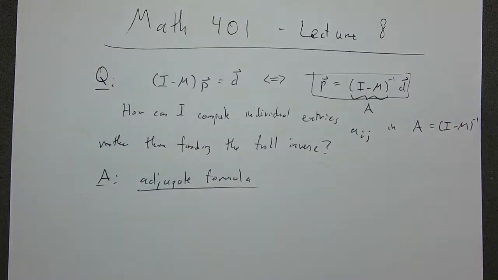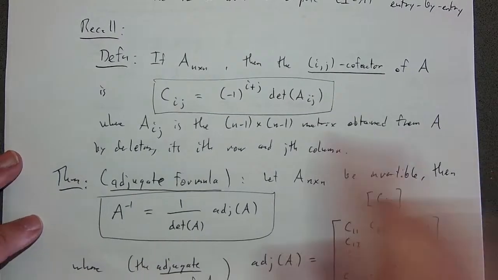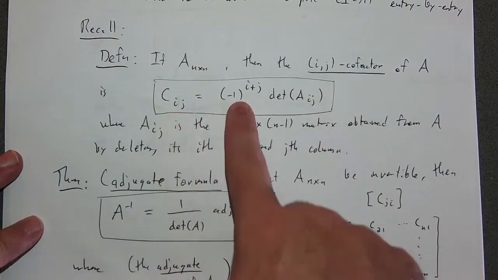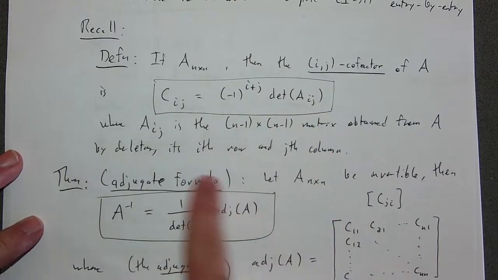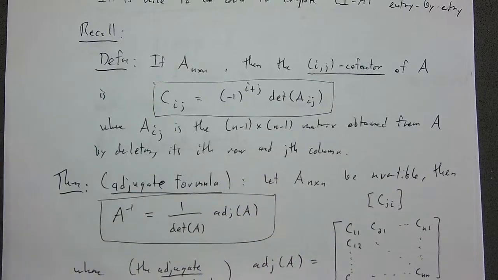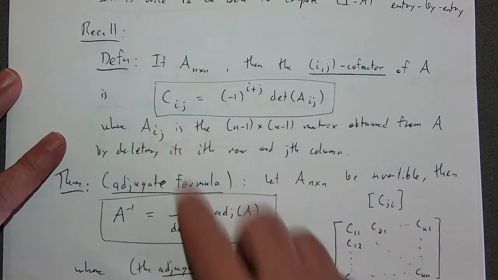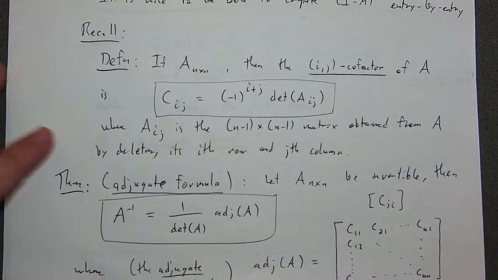And so that's the idea, right? So what is the adjugate formula? Recall from yesterday's lecture, we had this definition of the ijth cofactor, which is minus 1 to the i plus j times the determinant of A sub ij. A sub ij being this n minus 1 by n minus 1 matrix obtained from A by deleting its ith row and jth column, right? So for a 3 by 3 matrix, this is going to be a 2 by 2. For a 2 by 2 matrix, these are going to be 1 by 1 matrices, which we call scalars, right?